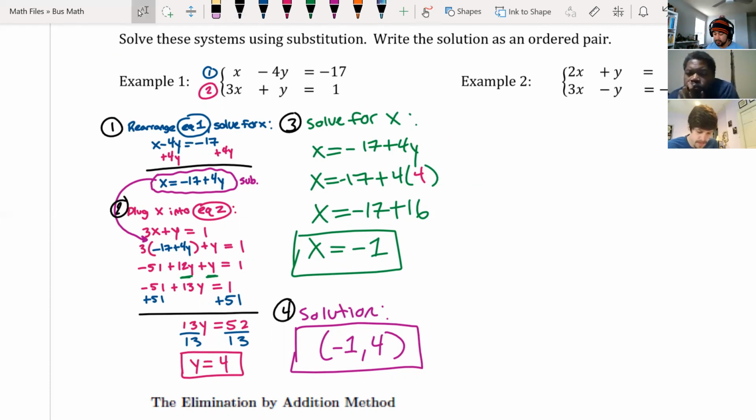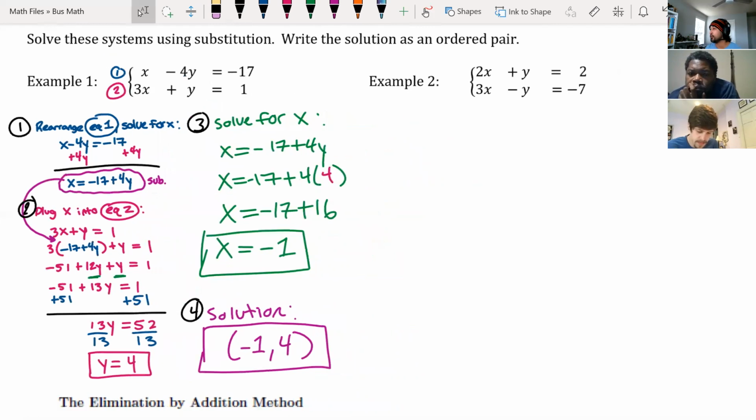Okay, so the second example is there on the right. I'm going to give you guys about 5 minutes to try it on your own, see where you get to. And it's always good just to label our equations. There's equation 1, there's equation 2. So go ahead and try that on your own for a bit. And if you have questions on the first one, let me know.